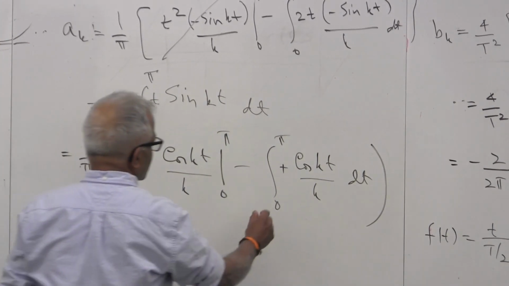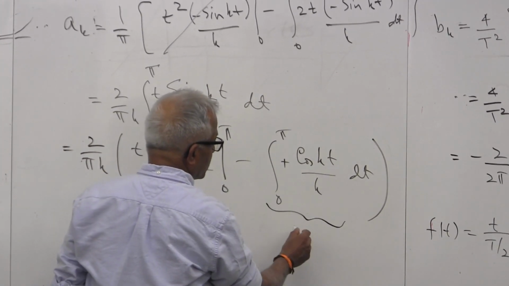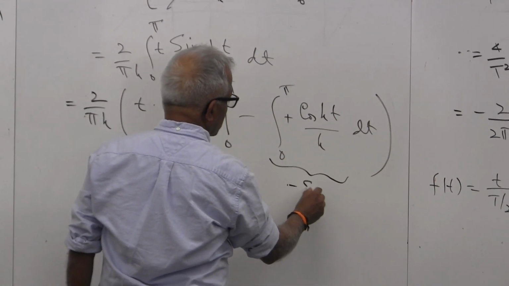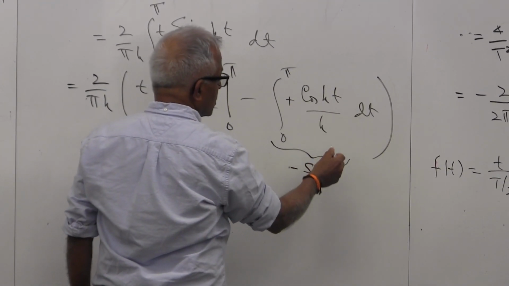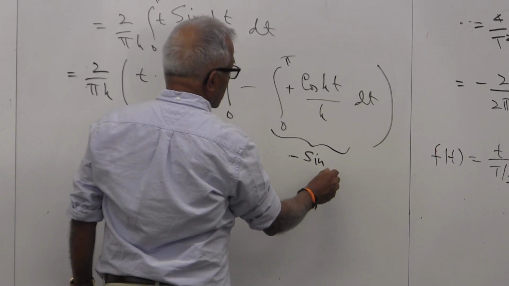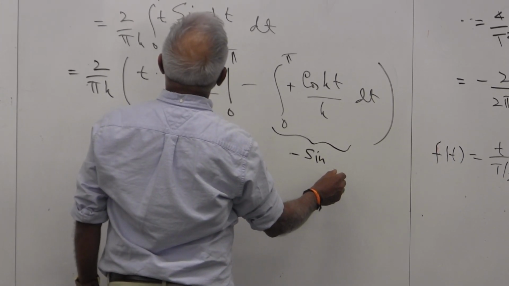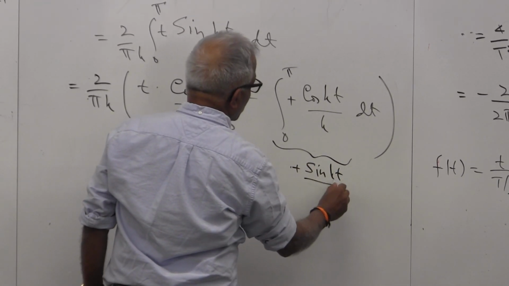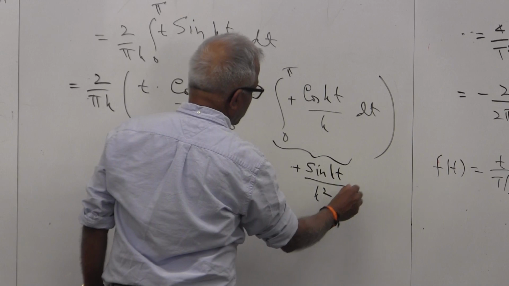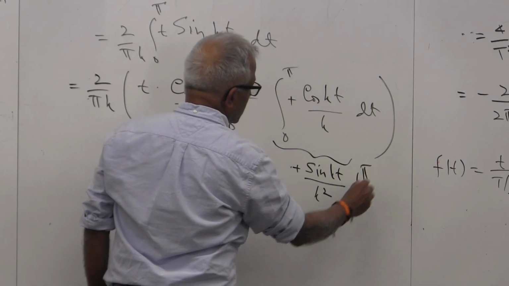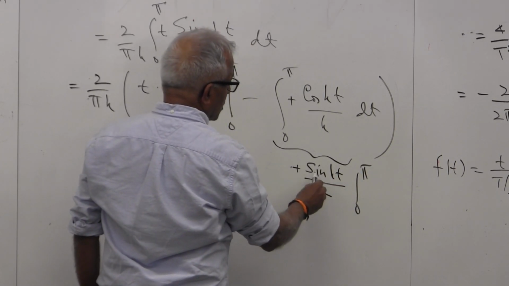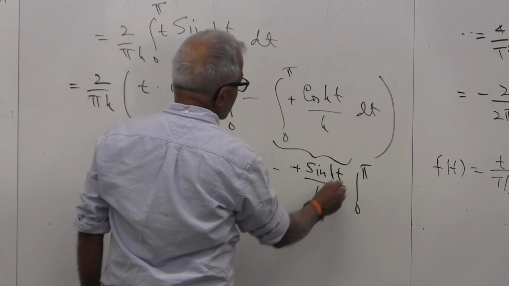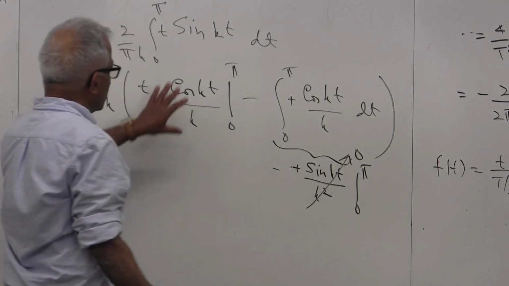All right. So what's the integral of this? Just this term. Integral of this, sin kt, will be sin kt over k squared, 0 to pi. So what do you get? Sin k pi is 0. Sin 0 is 0. So this whole thing goes to 0.